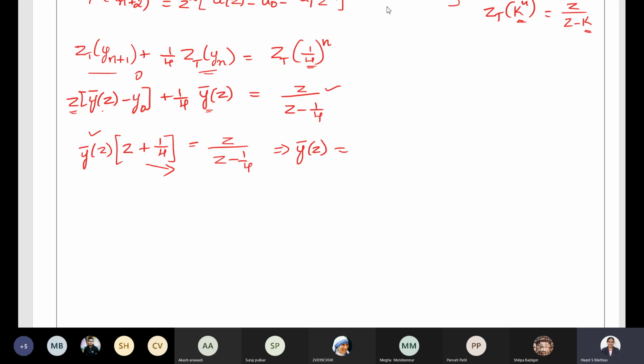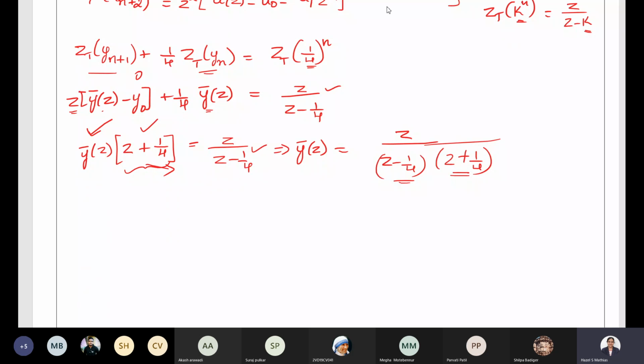Next, from this we find what is y bar of z. Take this term to the denominator because we have to find y bar of z. So let's take this term to the other side. It will be z divided by z minus 1 by 4 into z plus 1 by 4. Z minus 1 by 4 is already there. When you take this term to the other side, it will be z plus 1 by 4 in the denominator. Now again, the denominator is a product of linear factors, so we can solve this using the method of partial fractions.